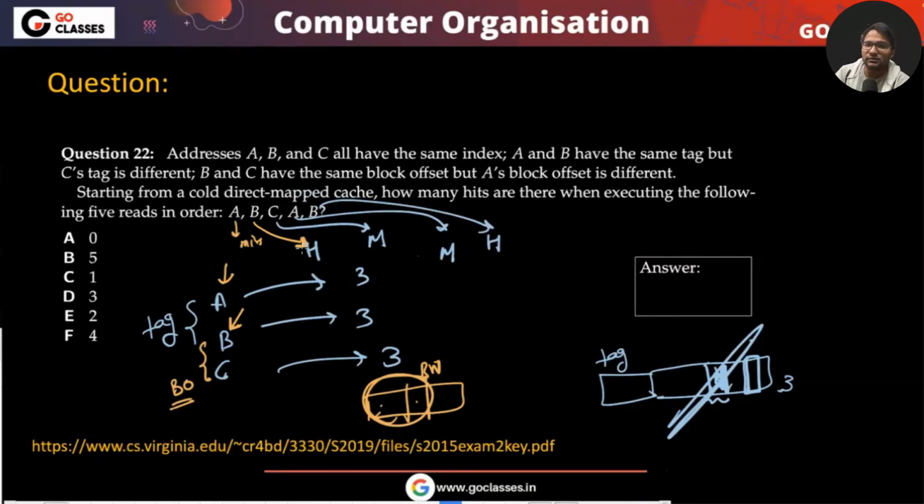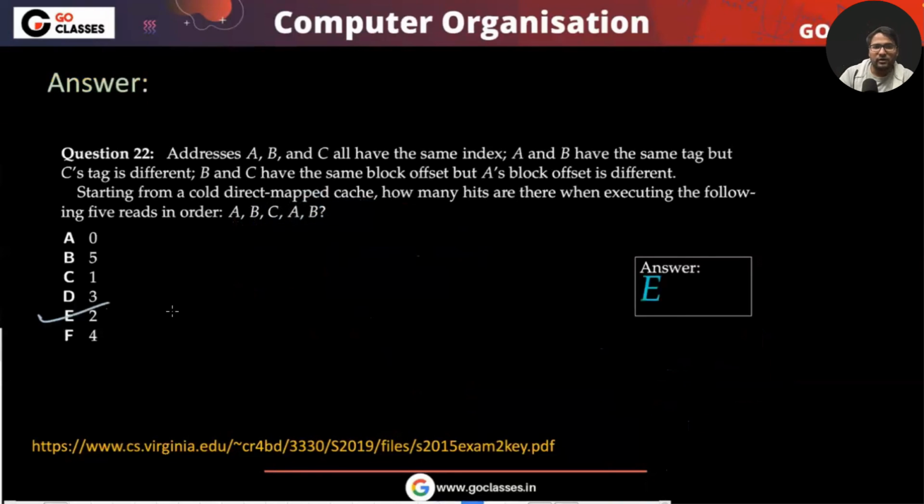So what is the answer? How many hits do we have? I think 2 hits, because after A, B is coming 2 times. I mean, 2 hits we have, right? Yes, E is the answer here, right?